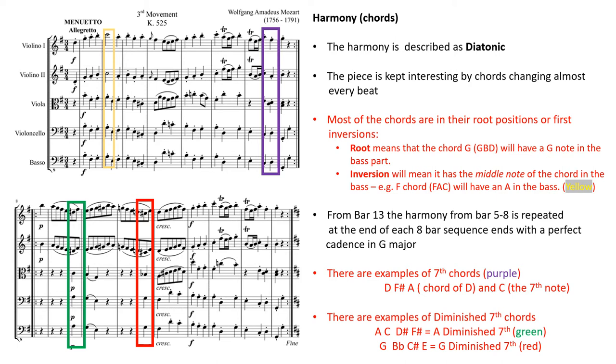We can have a look in the purple box, which shows a D7 chord, which has a D, an F sharp and an A, and then the C, which is the seventh note. There are also examples of diminished chords, diminished seventh chords. In the green box, we have A diminished seventh, and in the red box, we have G diminished seventh. These two chords are really important things to remember if you want to access the higher levels. Make sure you know the notes that make up both of these chords.